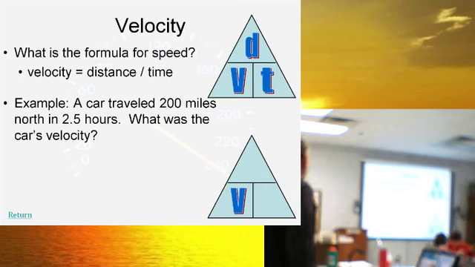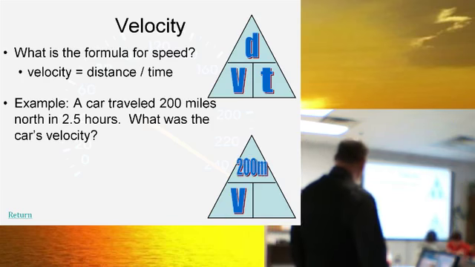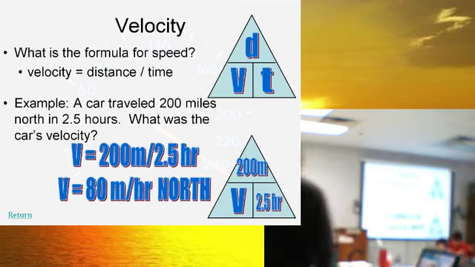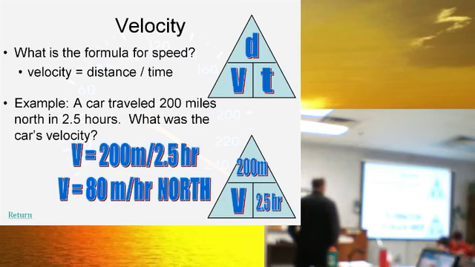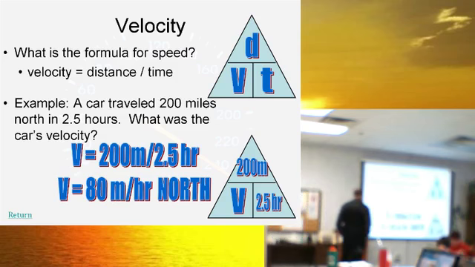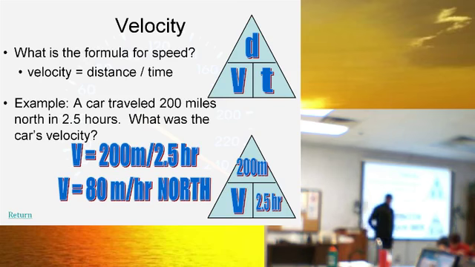What is the distance? 200 miles. And what is the time? 2.5 hours. If we solve that, we get 80 miles per hour north. Now, look at the answer there. What is included in that answer that's not included in speed? North. Anytime you solve for velocity, you must include a direction.